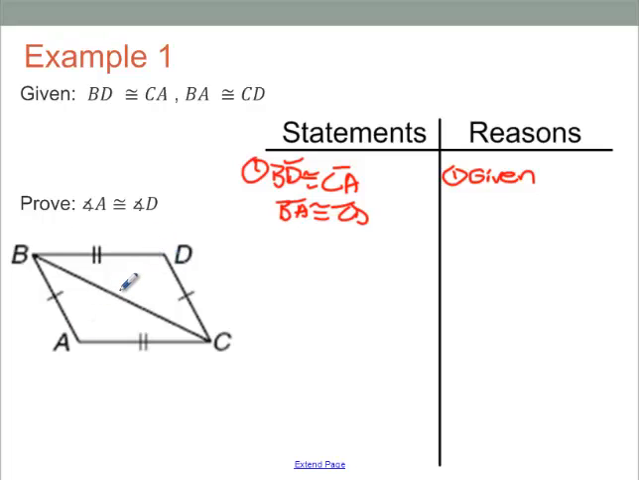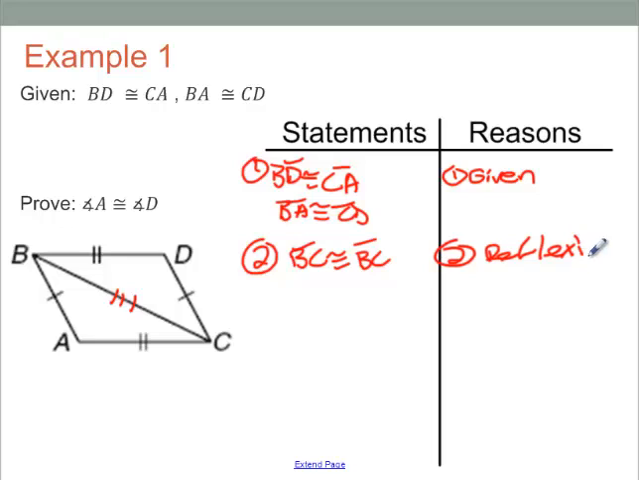Now I don't know it, so I can't use side angle side as a proof. But I do know that these 2 triangles share a common side. Sharing a common side means we do reflexive. Step 2 is reflexive. Now on step 3, if I look at this, I have 1, 2, 3 sides and 1, 2, 3 sides. So my triangles are congruent.